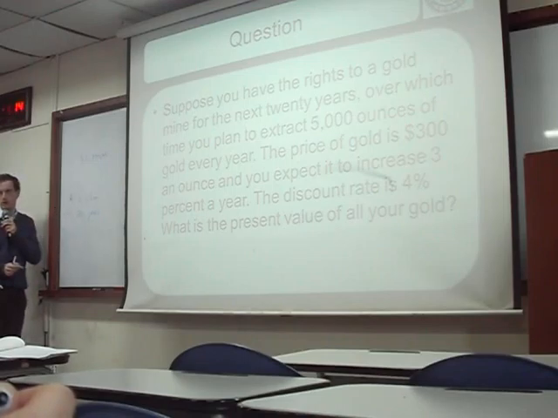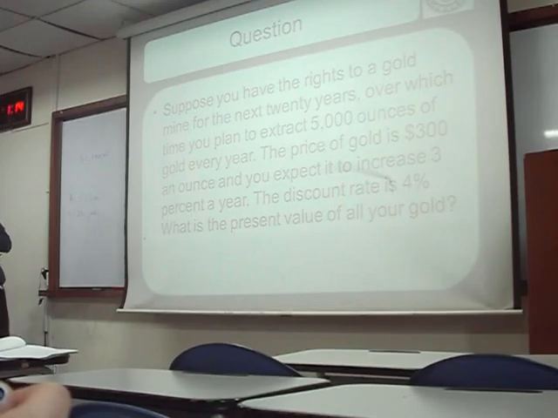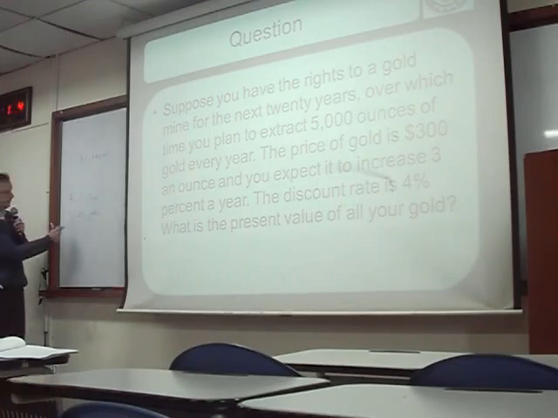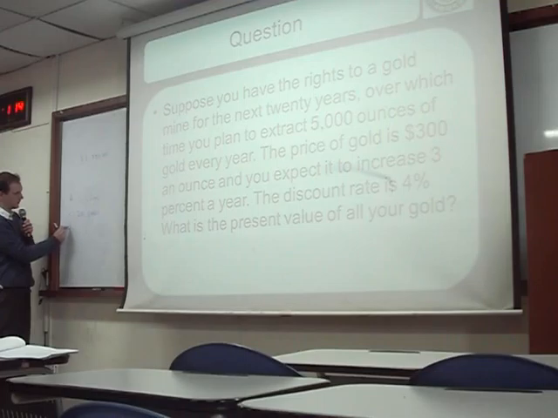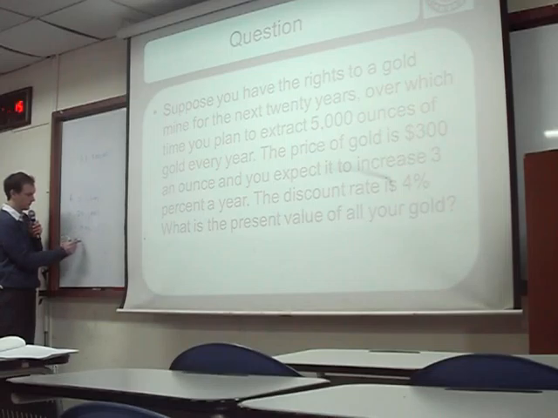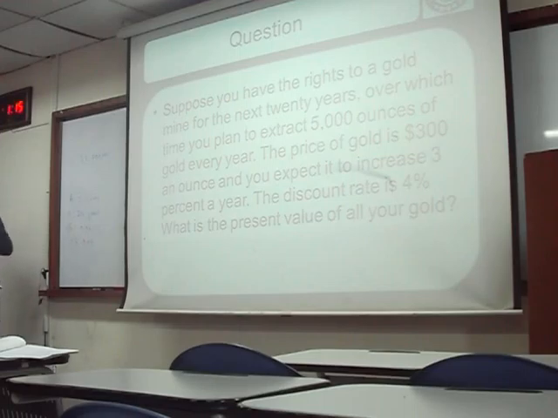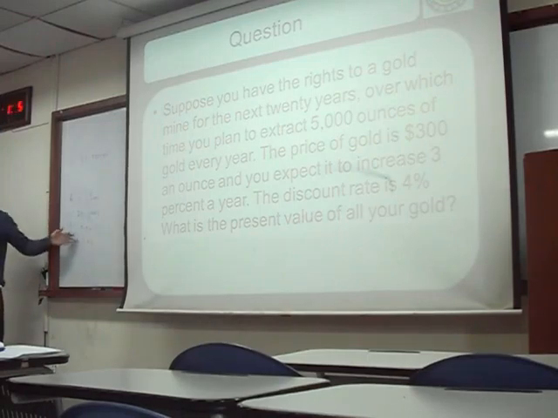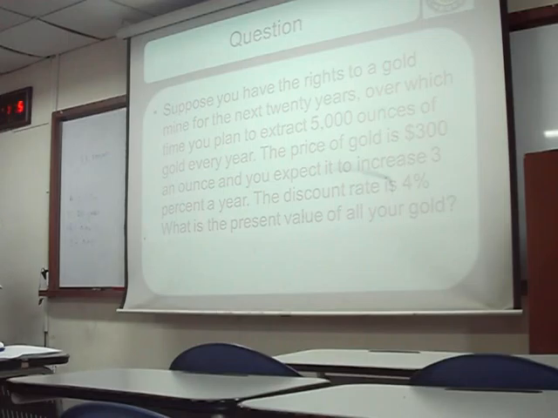A equals 1.5, N equals 20. Okay. RRI is equal to 0.04. G is equal to 0.03. Okay. It's clearer if you write it out like that first. This is the annuity. This is the time. This is the interest rate, and this is the growth rate. Okay. And then you put that into this equation.